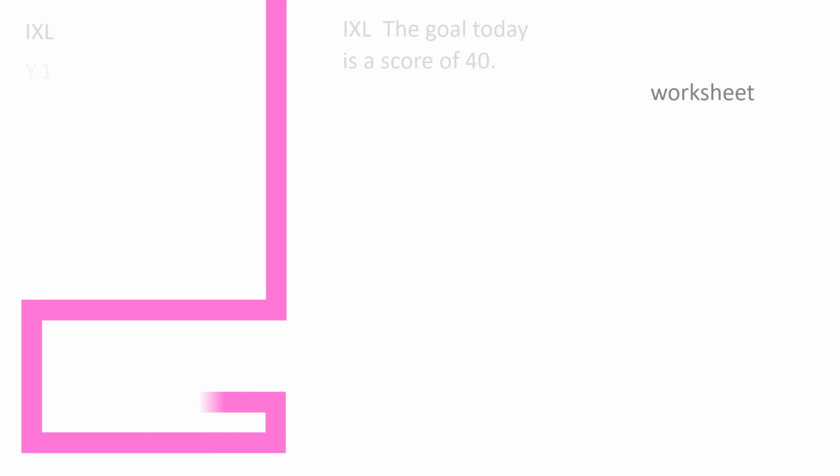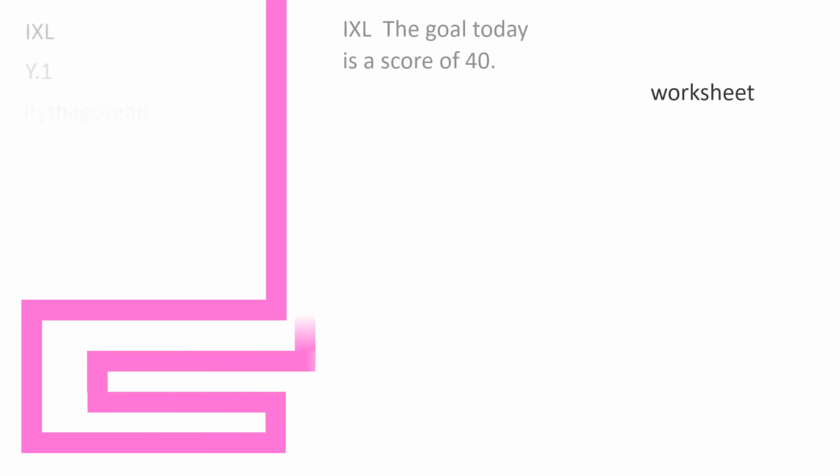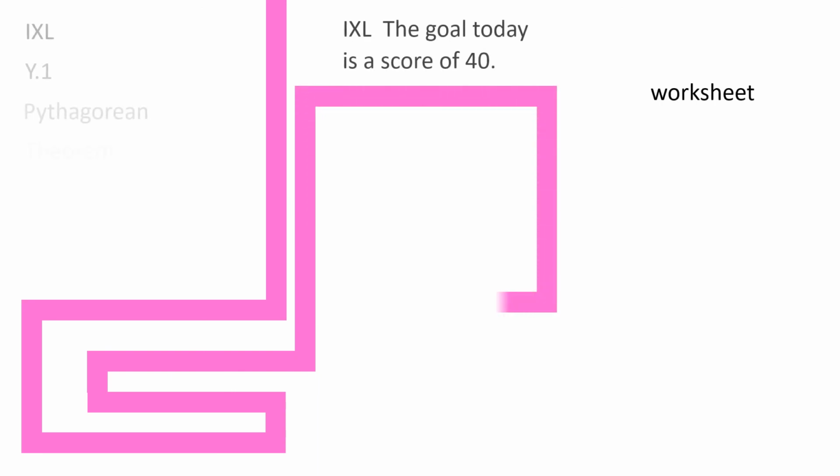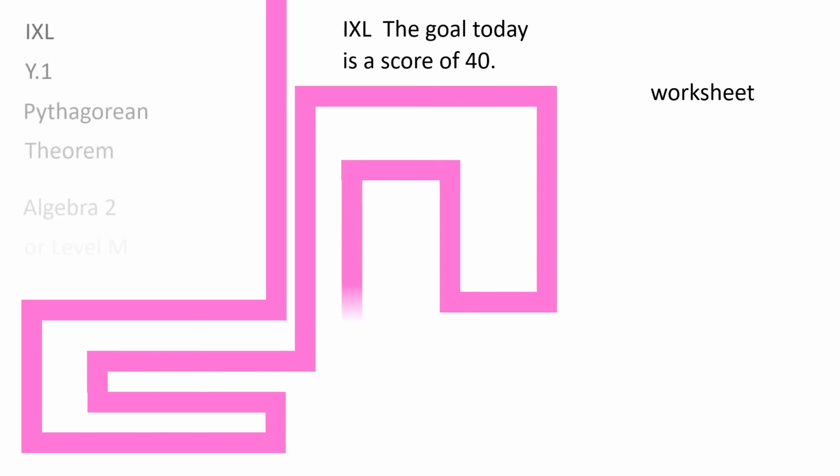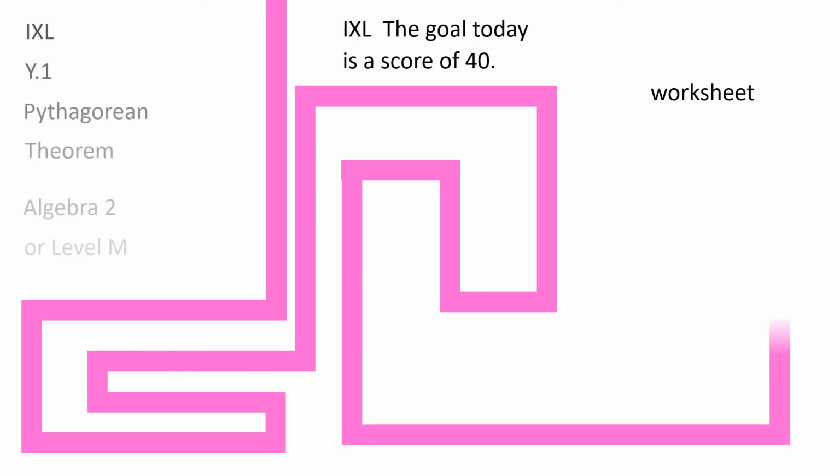Now we're just going to advertise that there's a worksheet today. And again, the goal for IXL today is 40. After a while, you'll just get really tired of pushing buttons on a calculator, because IXL is going to ask you to round off some of the answers to the nearest tenth. Some of the answers come out perfect, and some of them are decimal approximations.